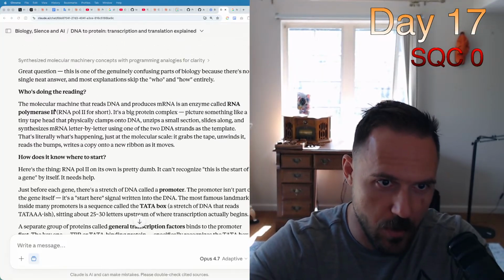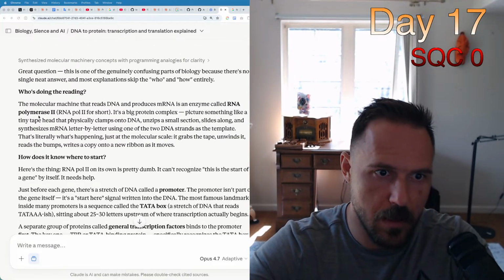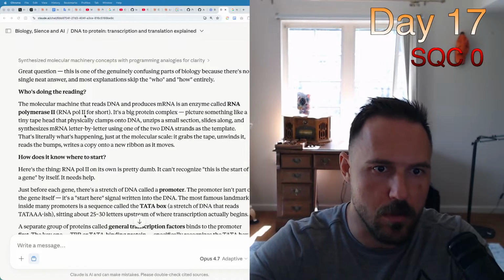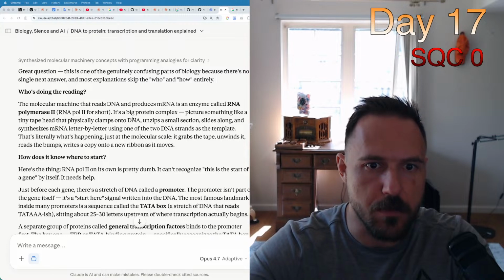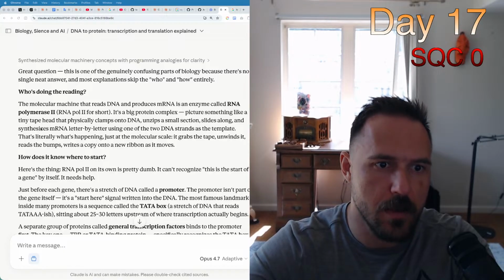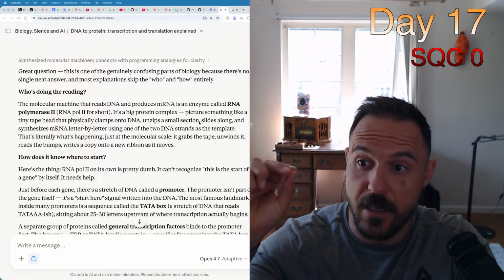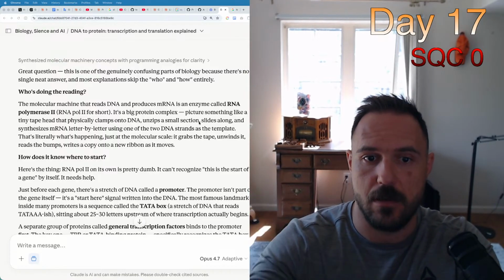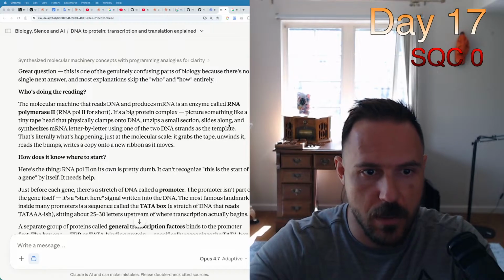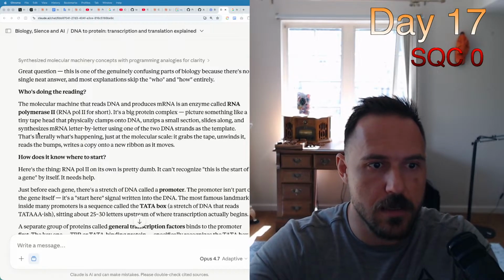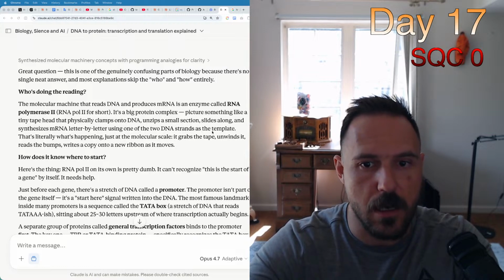Let's see if I understand first. Who's doing that? The molecular machine, RNA Polymerase 2, RNA Pol 2 for short. It's a big protein complex. Picture something like a tiny tape head that physically clamps onto DNA and unzips small sections. That's the key, how does it know which section? It slides along and synthesizes mRNA letter by letter using one of the two DNA strands as a template.